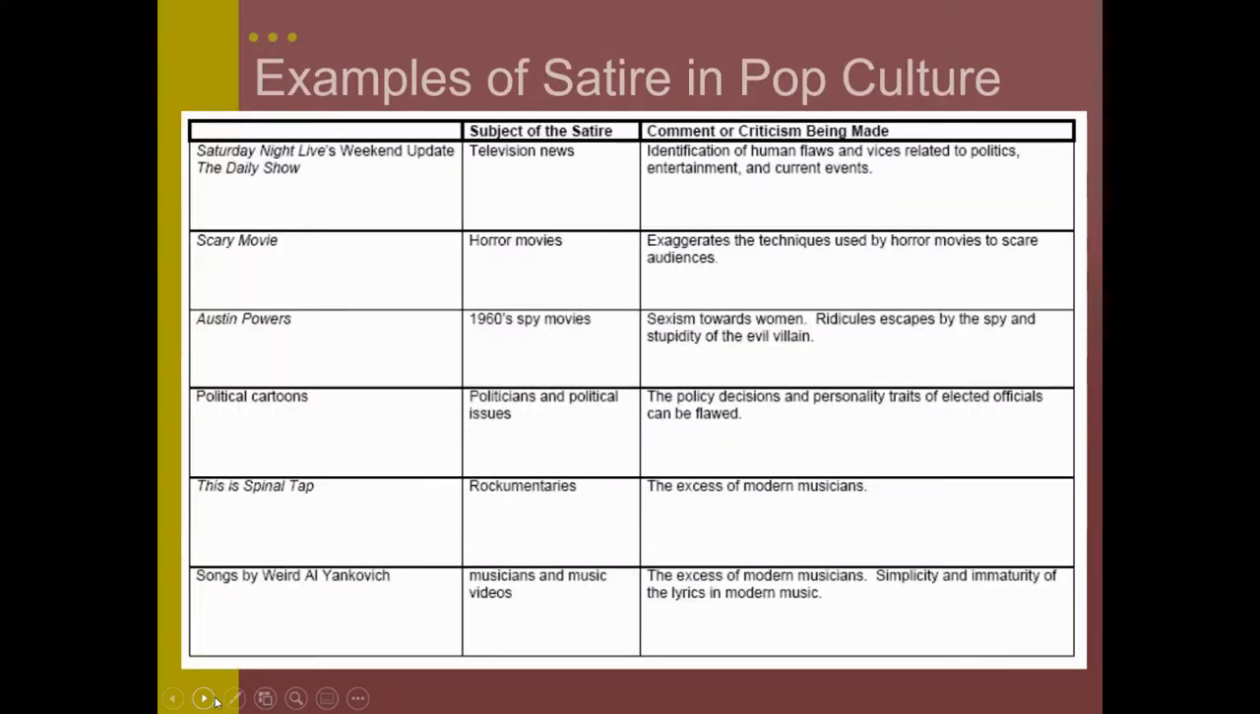These are some examples of satire in pop culture. I'll discuss a few. The movie Scary Movie. Well, the subject of the satire is horror movies, and it exaggerates the techniques used by horror movies to scare their audiences, and it pokes fun at them through its own movie. If you look at political cartoons, the policy decisions and personality traits of elected officials often have flaws. Political cartoons find those and expose them in a humorous way.